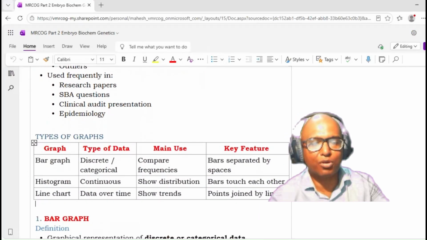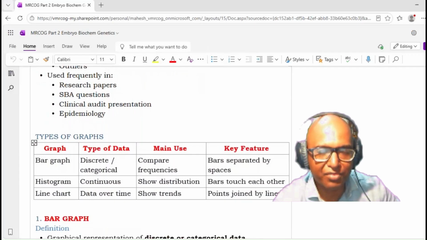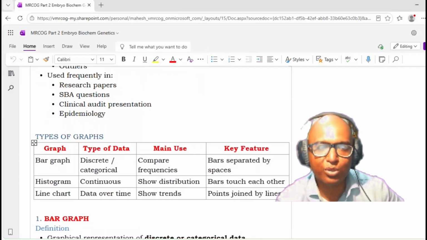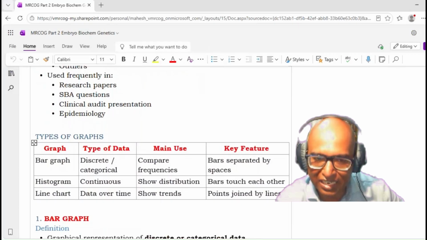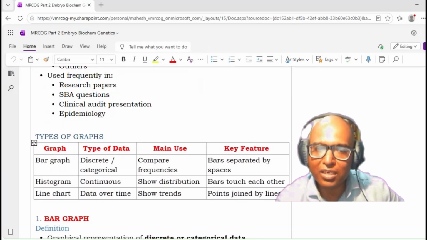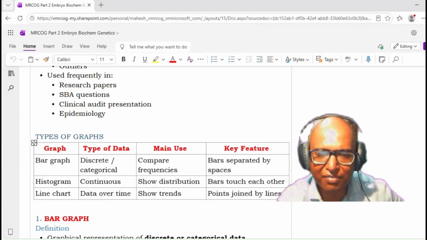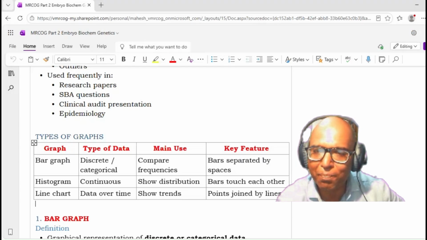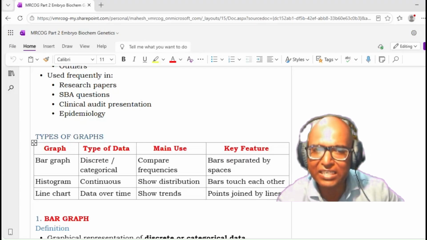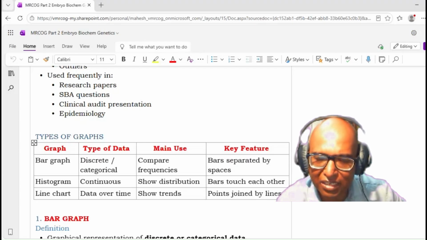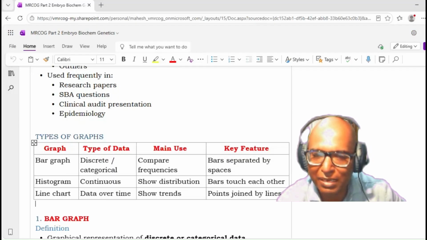Most commonly, the types of graph used are the bar graph, the histogram, and the line chart. Now, a bar graph is useful when you are dealing with discrete or categorical data. Its main use is to compare frequencies. Suppose you have categorical variables and certain frequencies, then you can compare the frequencies in the two groups. The characteristic feature is that the bars are separated by spaces, because it is a discrete or categorical variable.